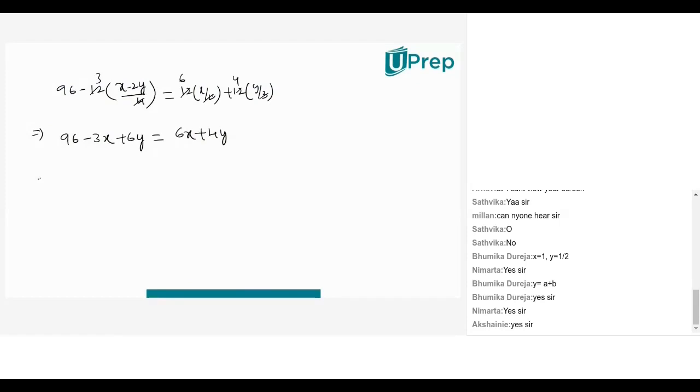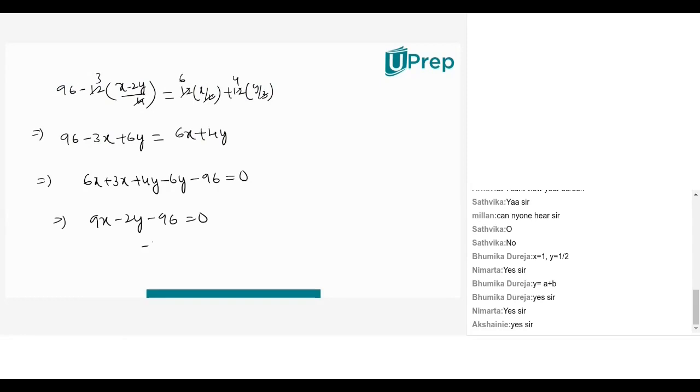Now what you do is take all the LHS value on the RHS. So what do you have? You have 6x, 3x goes on the other side, plus 3x. You have 4y, 6y goes on the other side, minus 6y. You have 96, goes on the other side, becomes minus 96 equal to 0. So what is this? 9x, 4y minus 6y is minus 2y, minus 96 is equal to 0.